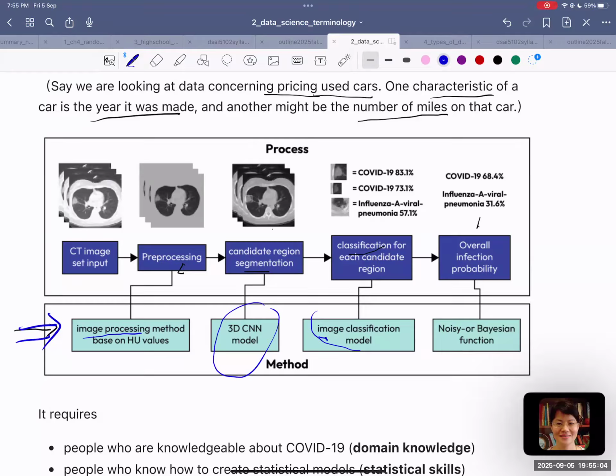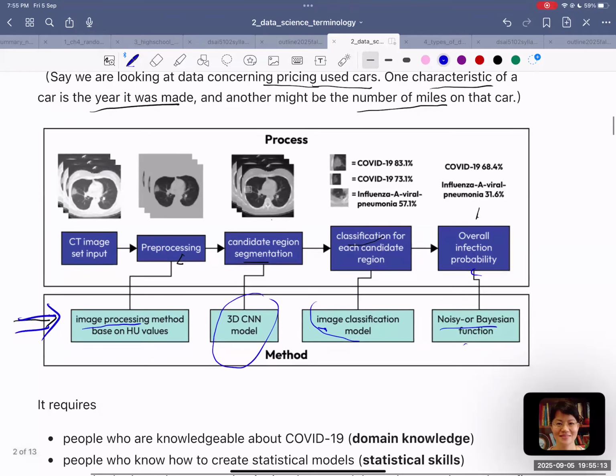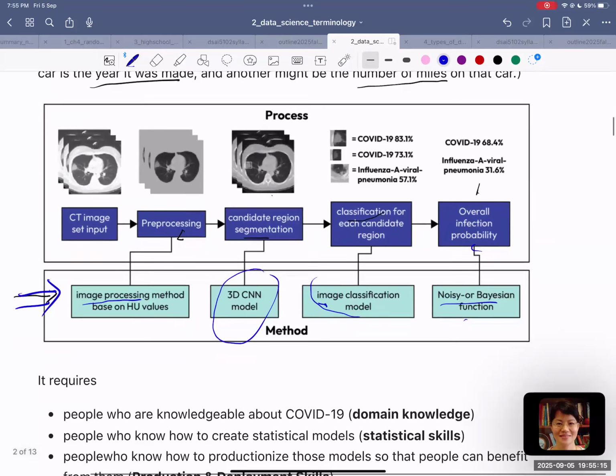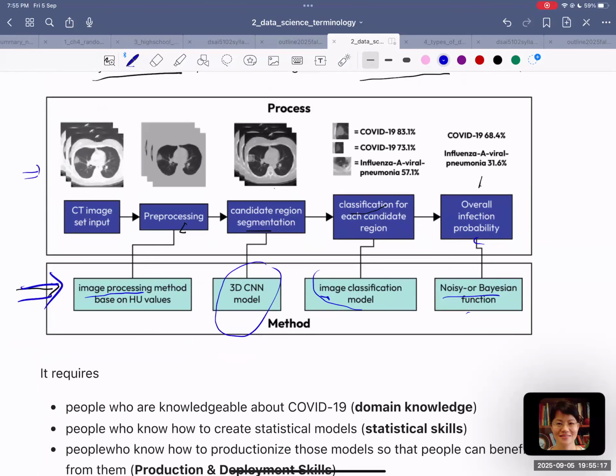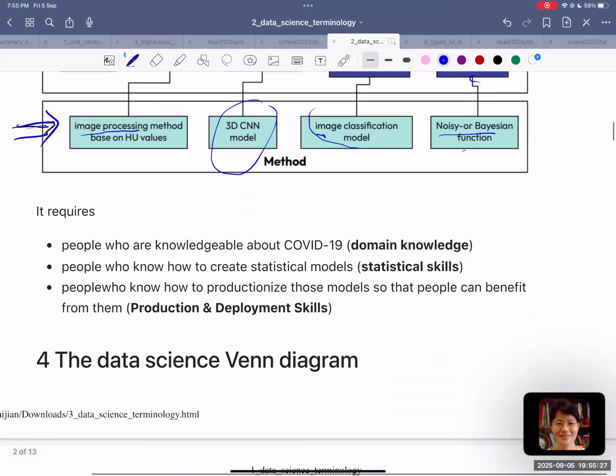And finally here, like the Loess or Bayesian function. This one helps you decide the overall infection probability. So here you can see two processes: one is an image process, and the second one is the method process. And so it means what?